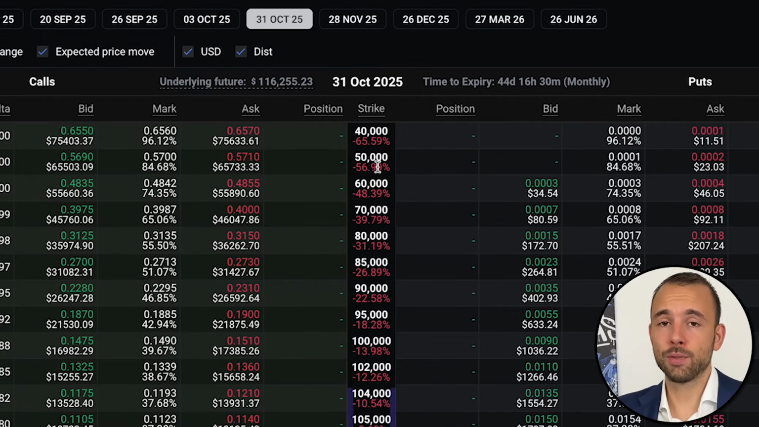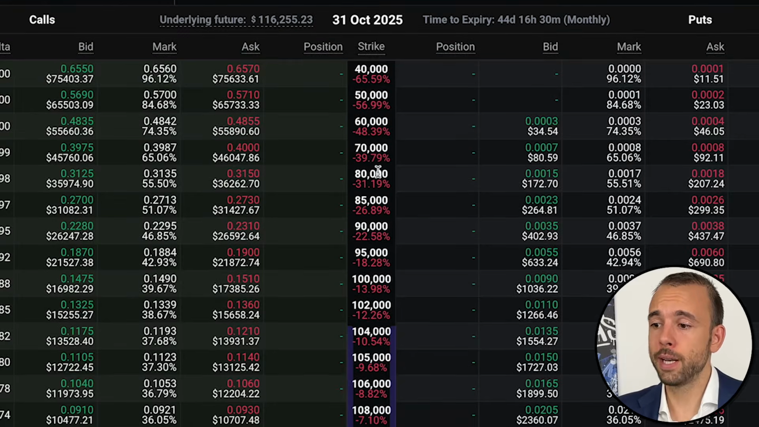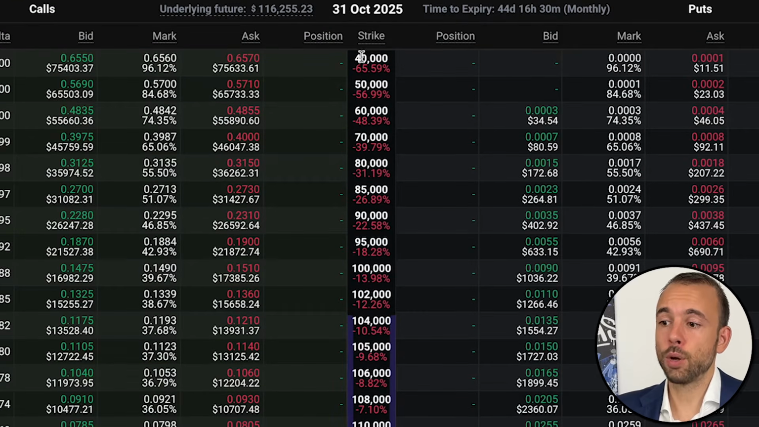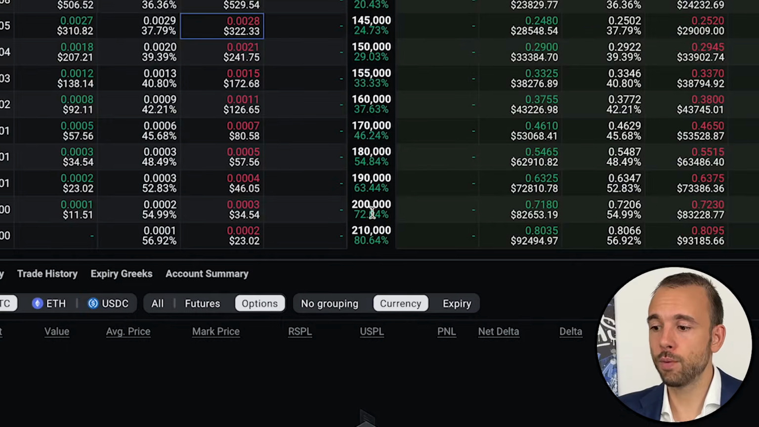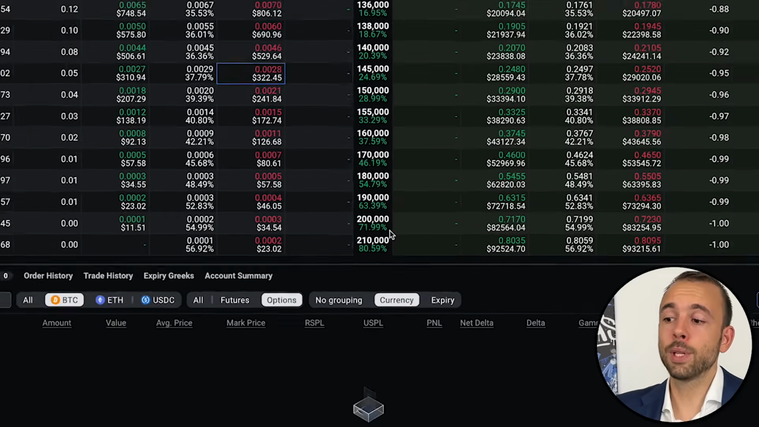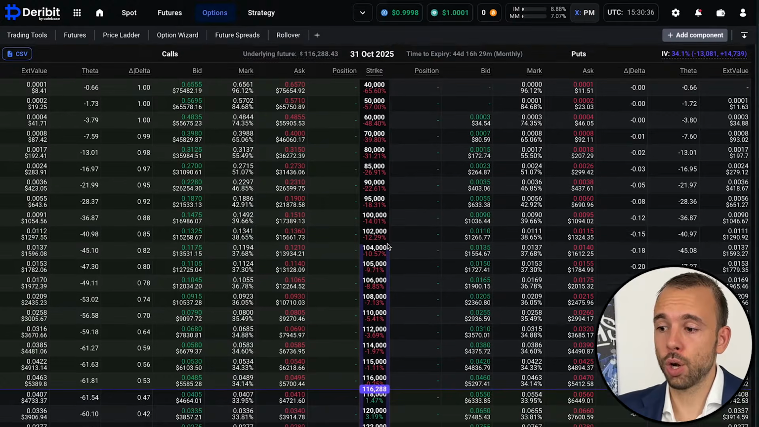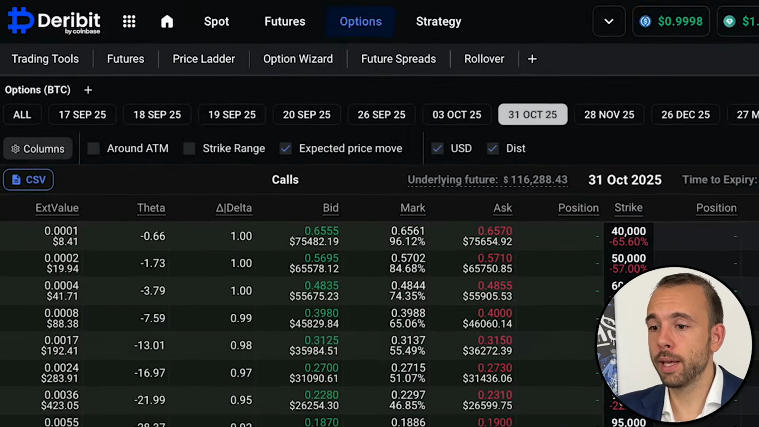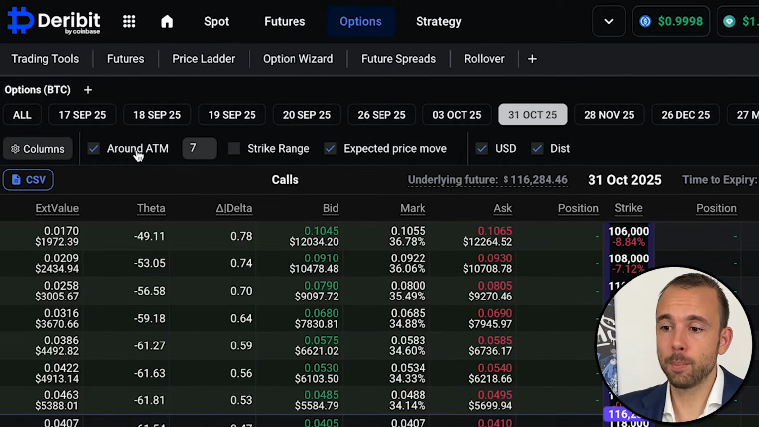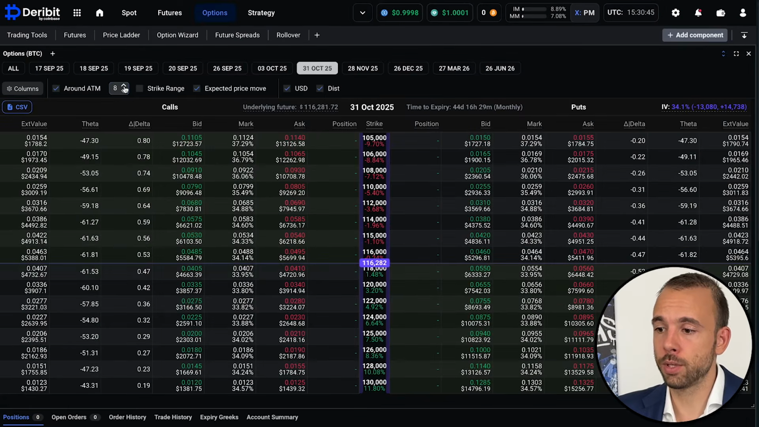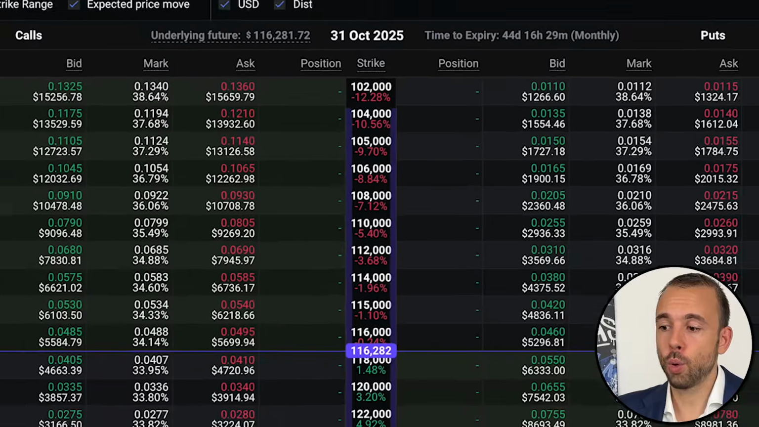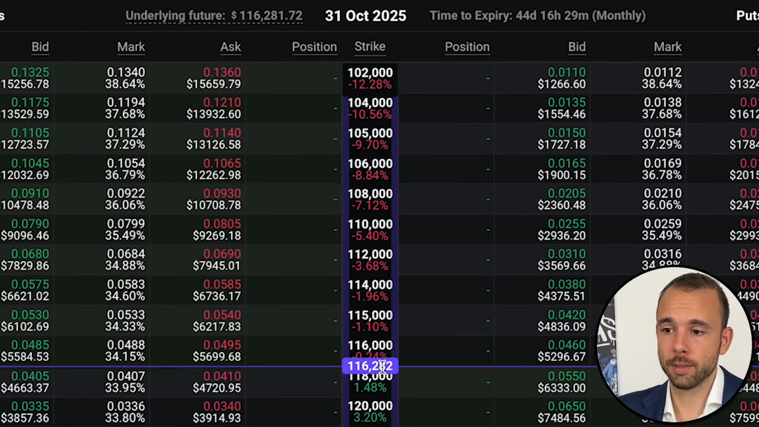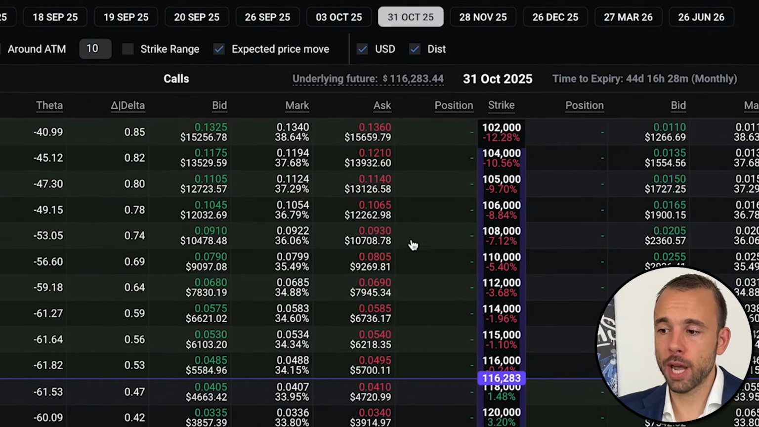In the middle, as for all option chains, you can find all the strike prices. So on the top, it begins with the smallest value and ends with the highest value. And if we would like to have a smaller range of the strike prices, we can click at the Around ATM button and select how many strike prices we would like to see from the At the Money, or the current market price. For example, I selected 10 strike prices that are visible right now.